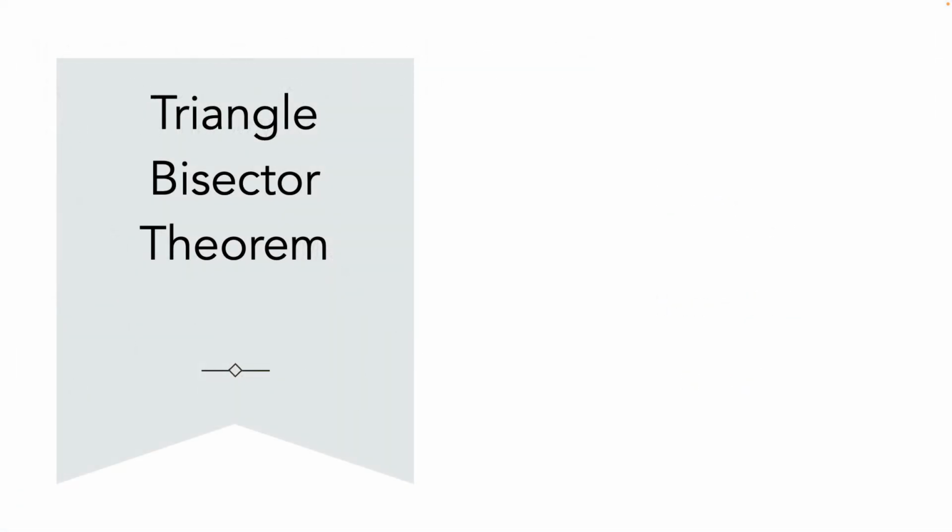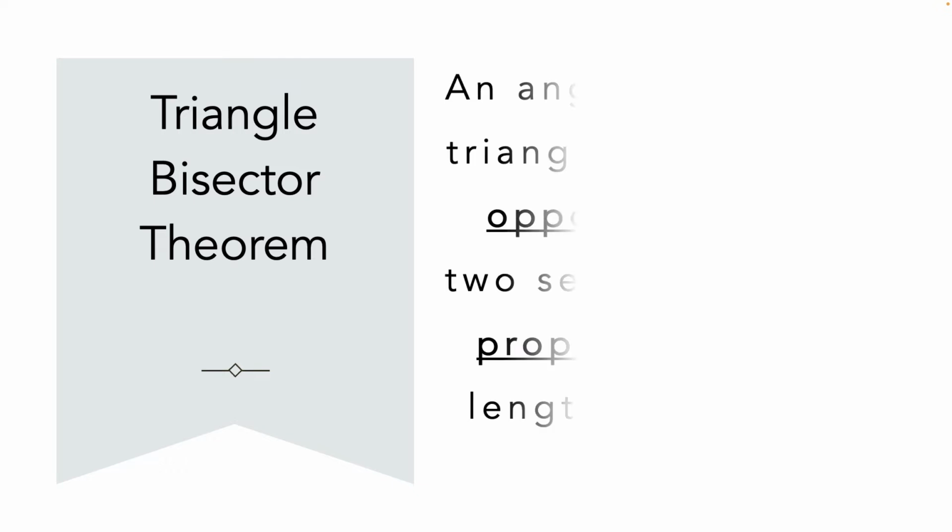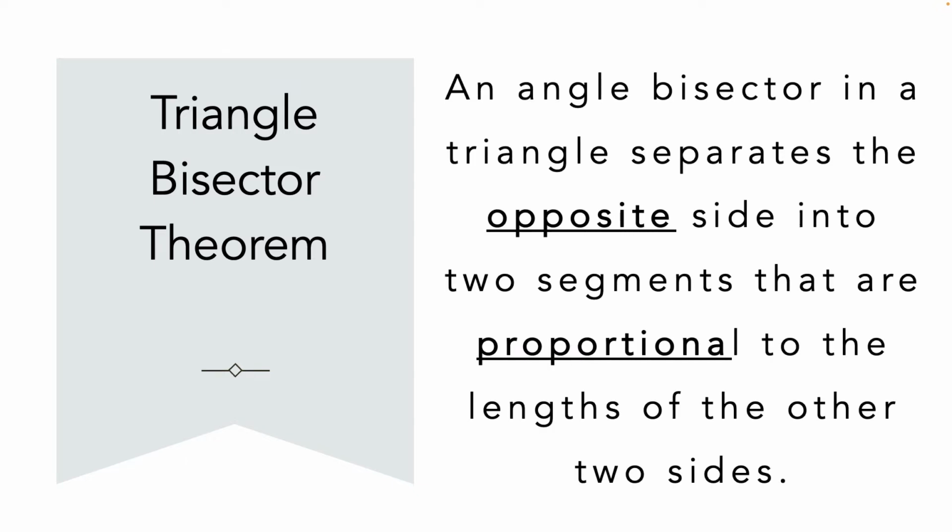Okay, this is a little bit of a different take, the triangle bisector theorem. This is working with angle bisectors, and an angle bisector in the triangle separates the opposite side into two segments that are proportional to the lengths of the other two sides. Okay, let's see how that works.